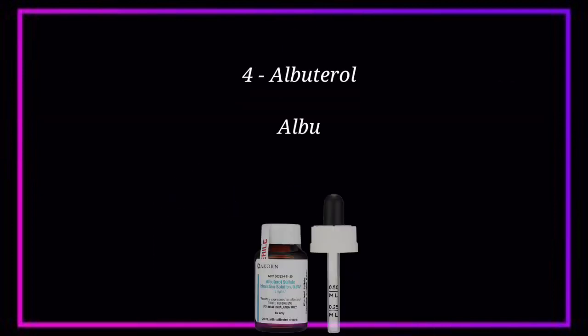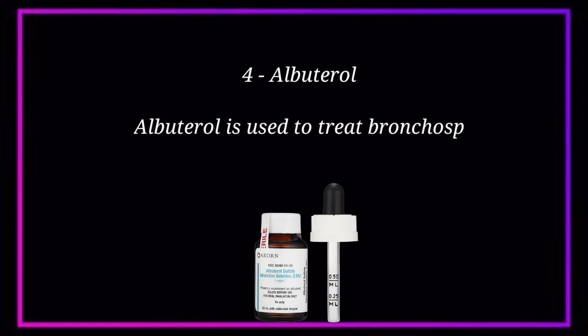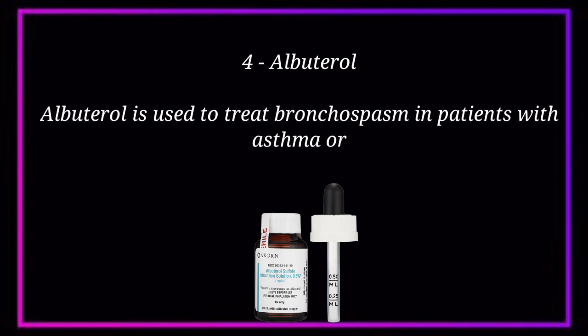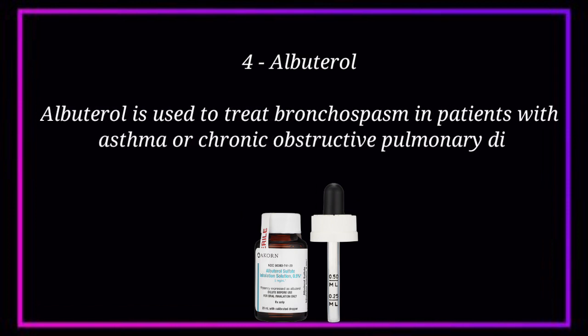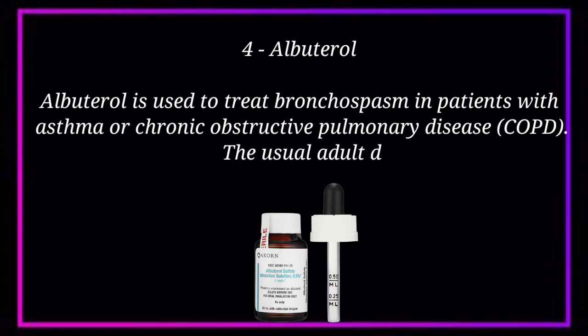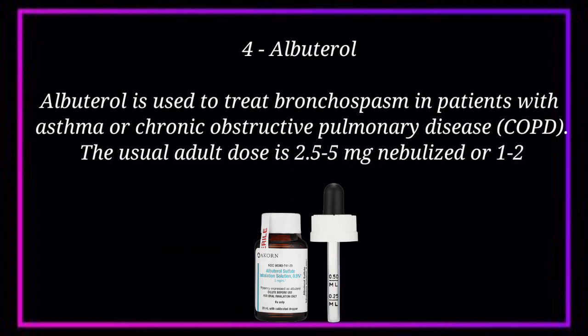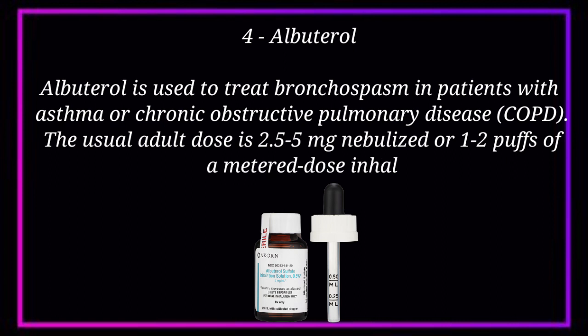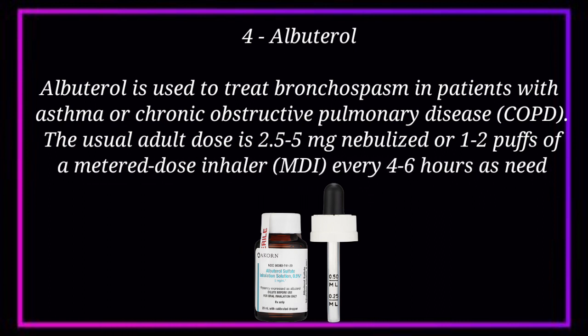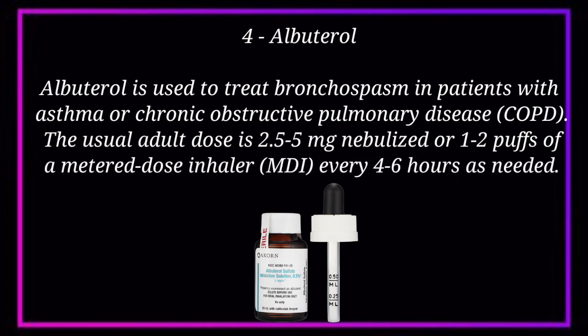Number 4. Albuterol. Albuterol is used to treat bronchospasm in patients with asthma or chronic obstructive pulmonary disease (COPD). The usual adult dose is 2.5 to 5 mg nebulized or 1 to 2 puffs of a metered dose inhaler (MDI) every 4 to 6 hours as needed.